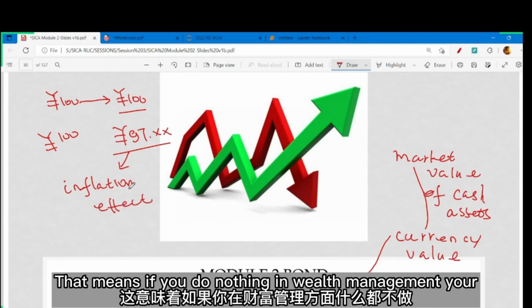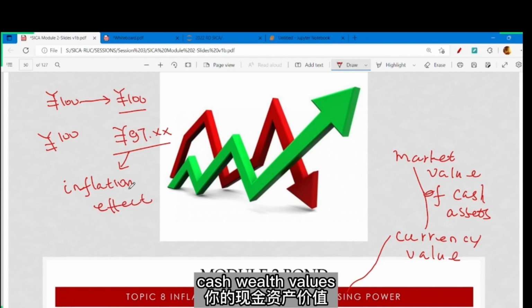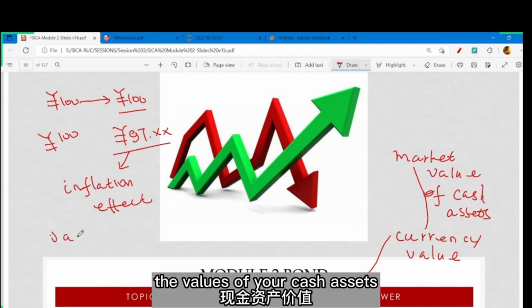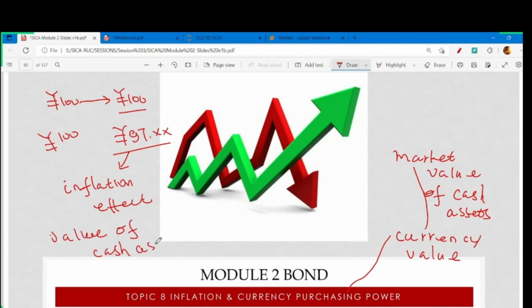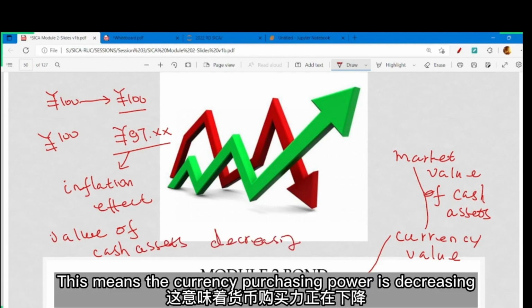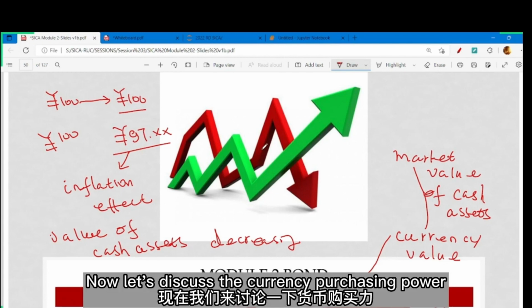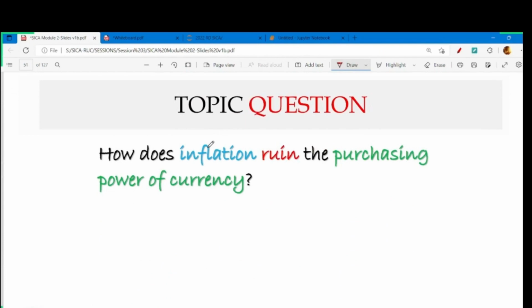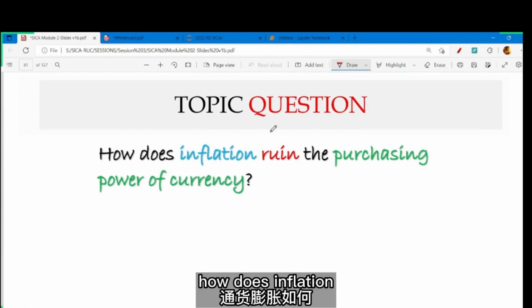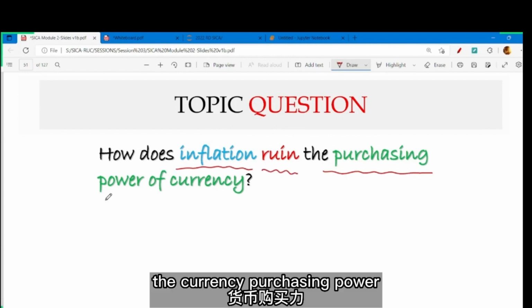So this is because of the inflation effect. That means if you do nothing in wealth management, your wealth values, the values of your cash assets are actually decreasing. This means the currency purchasing power is decreasing, right? Now, let's discuss the currency purchasing power. Our question in this topic is, how does inflation ruin the currency purchasing power?